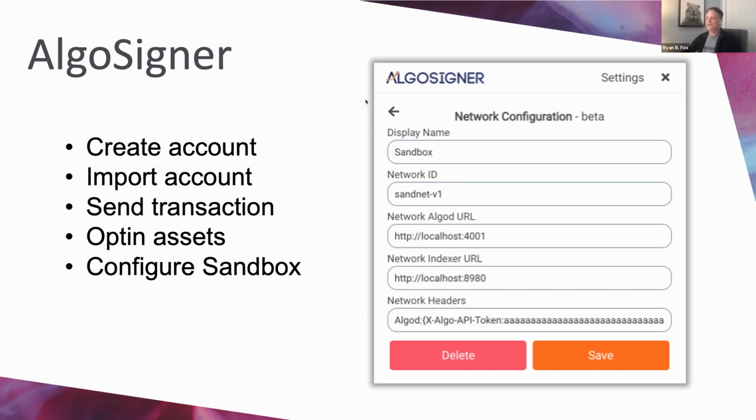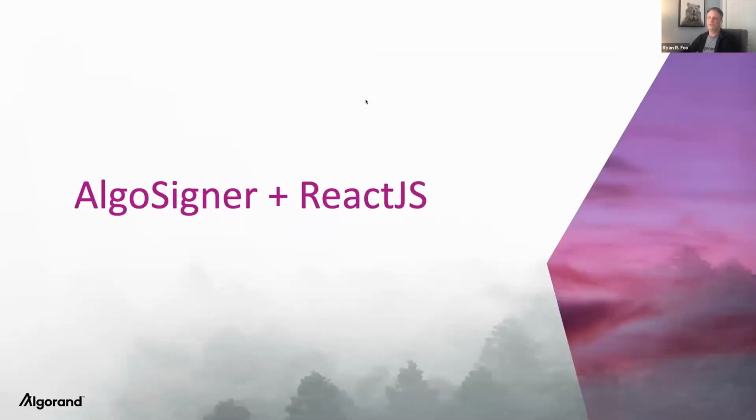All right, so we're done with that. So let's take a look at using AlgoSigner with ReactJS. So let's get into some interactivity pieces here. All right, so what we're going to do is minimize this out of the way.